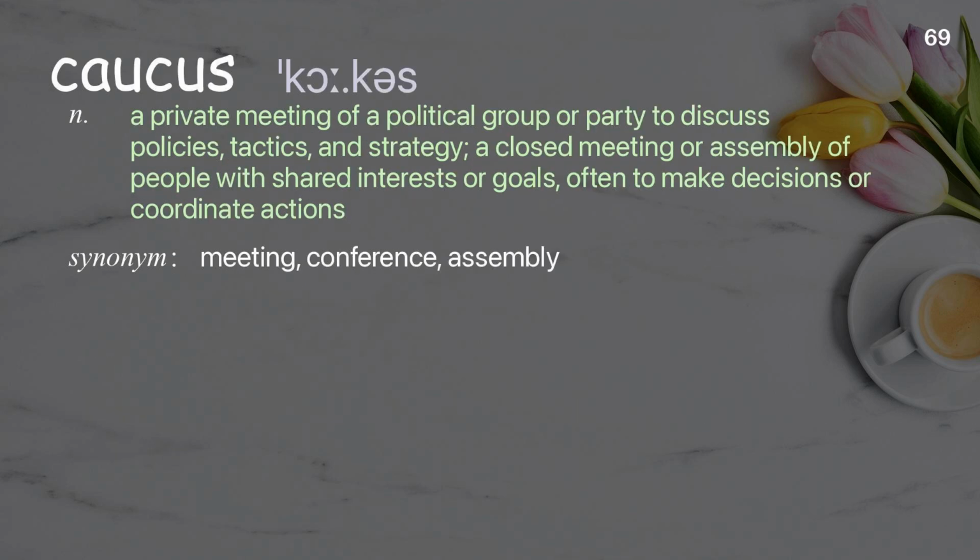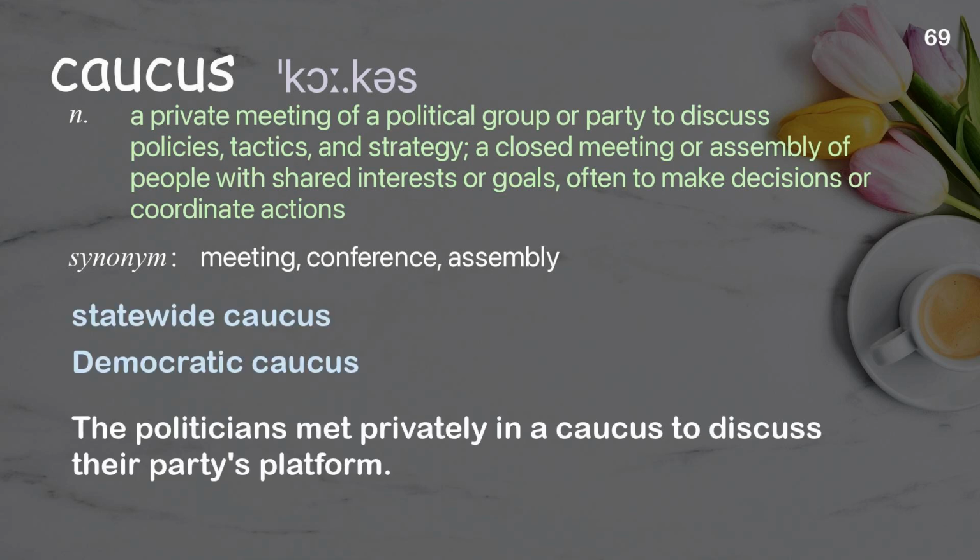Caucus. A private meeting of a political group or party to discuss policies, tactics, and strategy. A closed meeting or assembly of people with shared interests or goals, often to make decisions or coordinate actions. Examples: Statewide caucus. Democratic caucus. The politicians met privately in a caucus to discuss their party's platform.